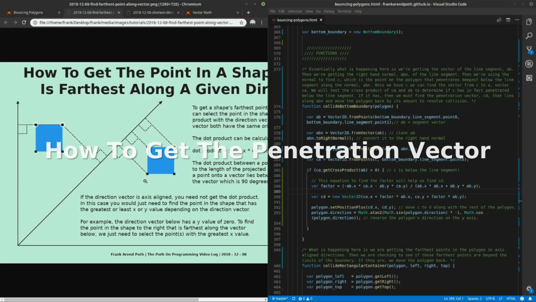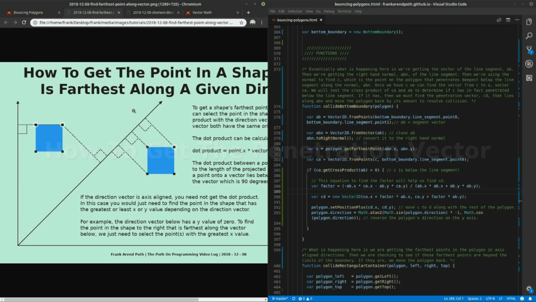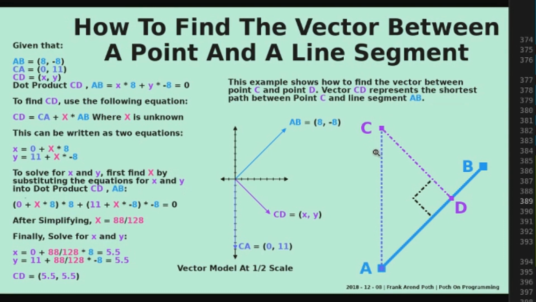So now that we know how to get the farthest point in a polygon along a certain, arbitrary direction, let's go ahead and see how we do collision with that farthest point. So I've made this graph for that. C is going to be the farthest point in our polygon along a given direction, and AB is going to be our line segment.